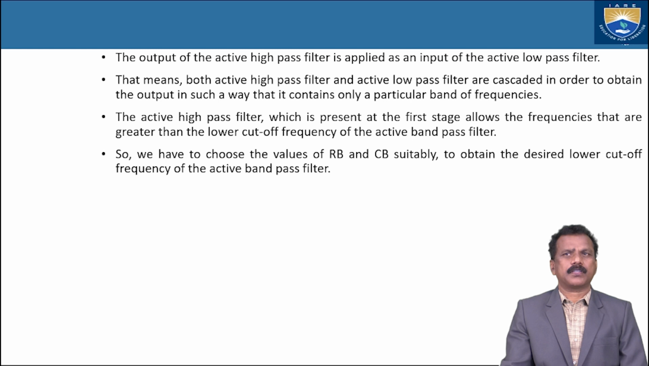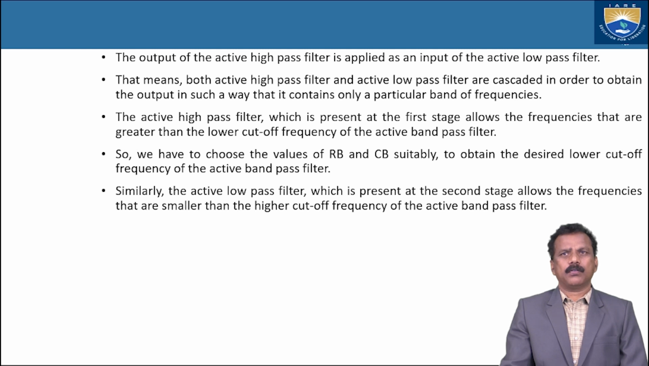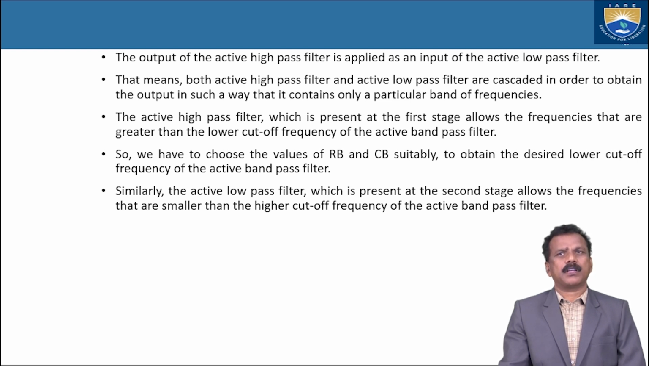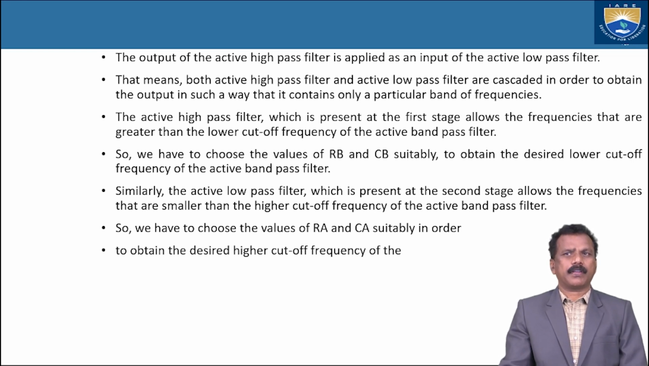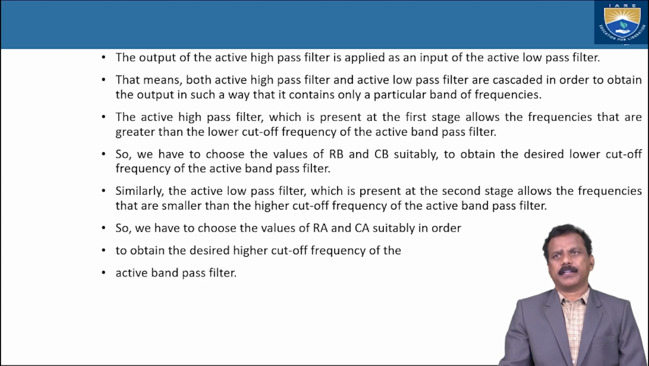Okay, that means based on this, the resistor and capacitor values are chosen to obtain the desired low cutoff frequency of the active band pass filter. Similarly, the active low pass filter, which is present at the second stage, allows the frequencies that are smaller than the higher cutoff frequency of the active band pass filter. So we have to choose the value of RA and CA suitably, similarly to RB and CB, to obtain the desired high cutoff frequency of the active band pass filter.